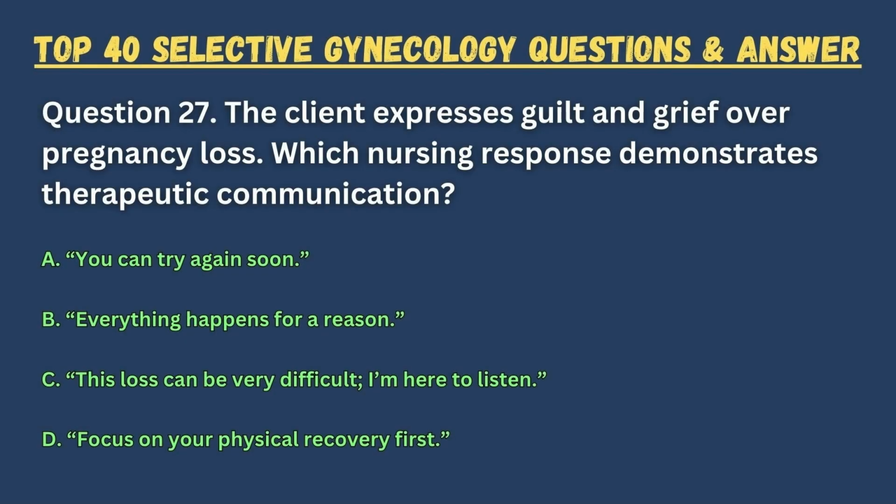Question 27. The client expresses guilt and grief over pregnancy loss. Which nursing response demonstrates therapeutic communication? A. You can try again soon. B. Everything happens for a reason. C. This loss can be very difficult. I'm here to listen. D. Focus on your physical recovery first.